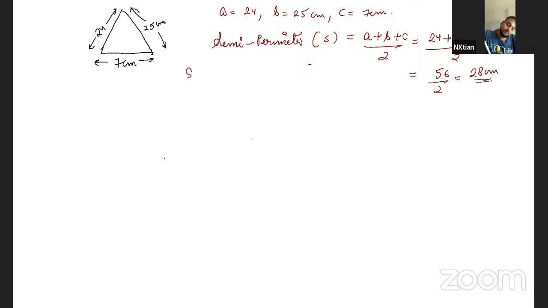So the answer can come in decimal. I don't think so. This will come in decimal. Let me check.